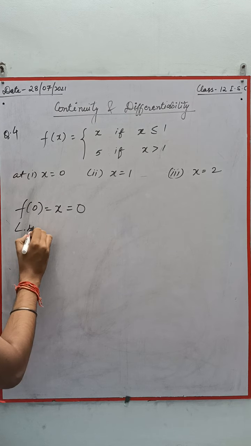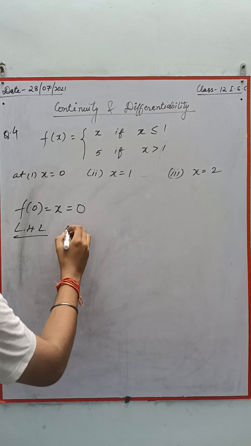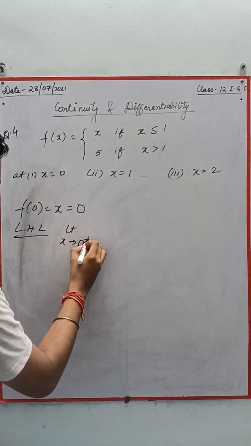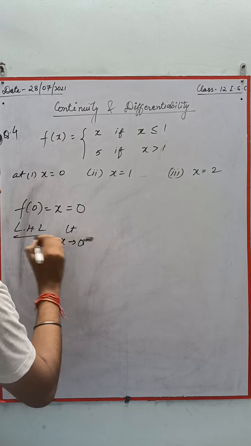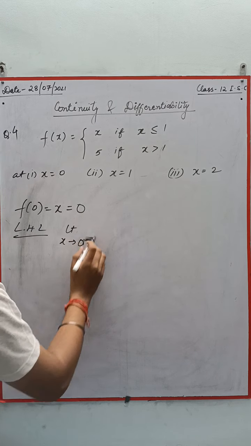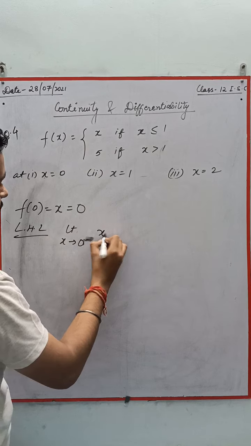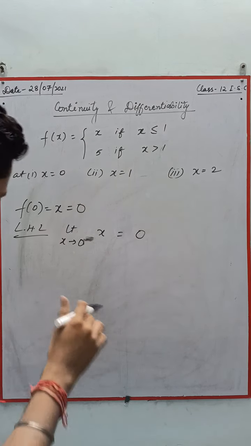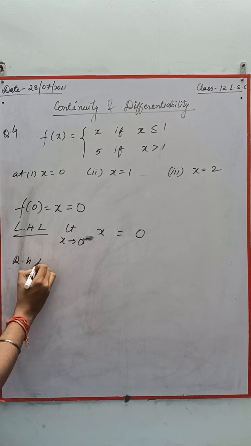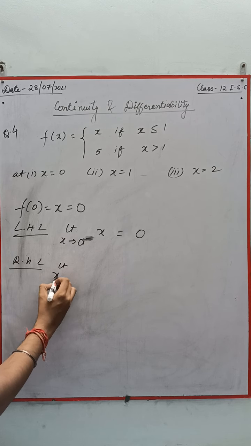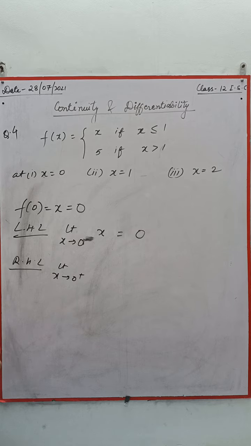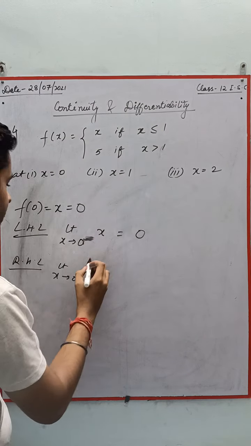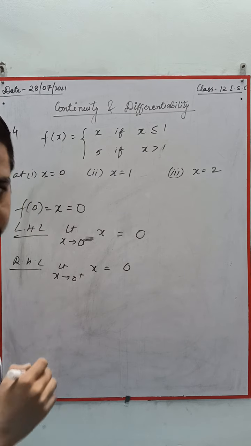Now for LHL, I told you we have to go for 0 minus, because for 0 we are checking. So it will be x, or directly you put the values, finally you will get 0 as the answer. For RHL, limit x tends to 0 plus, again you will get, because for 0 plus also we'll take this condition only, and the final answer will be 0.